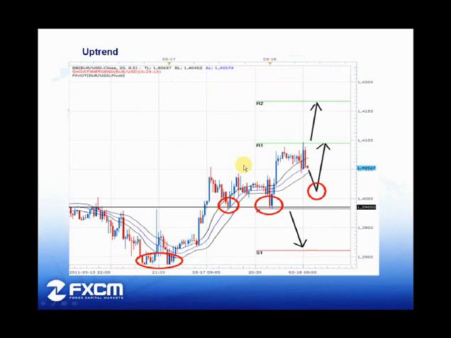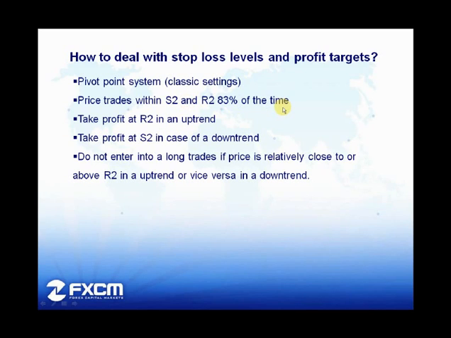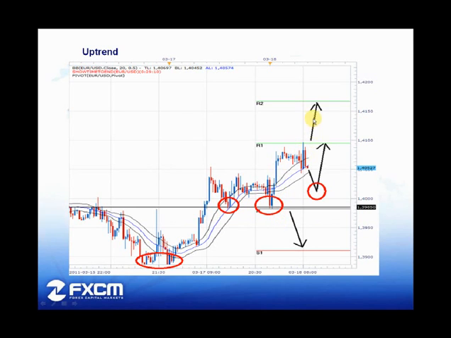And what we do know is that price trades within S2 and R2 83% of the time. So 83% of the time, price does not exceed R2. That means that just 17% of the time does price exceed above R2. For us, this means that we do not initiate trades when price is above R2. The main reason is, of course, that the probability that it's going to continue is very low. It just happens 17% of the time. So what we want to do is track the 5-minute lows, and if we do reach R2, we want to take our profit there.